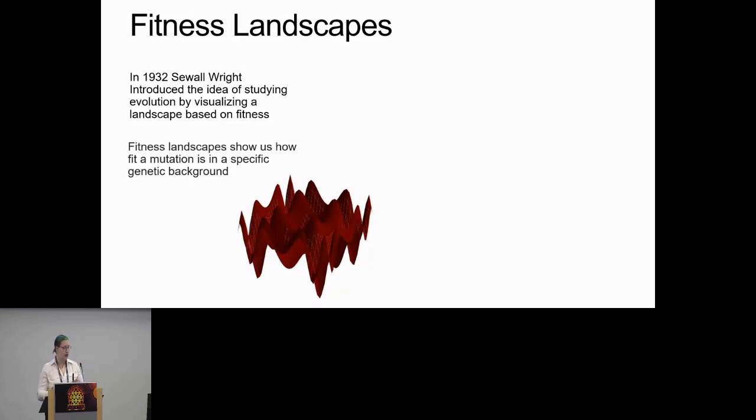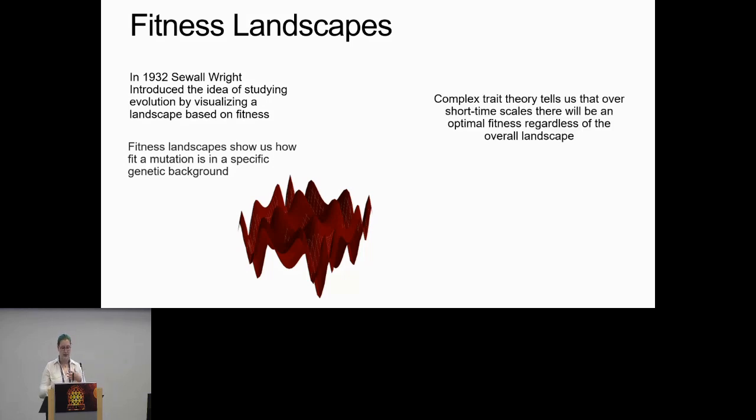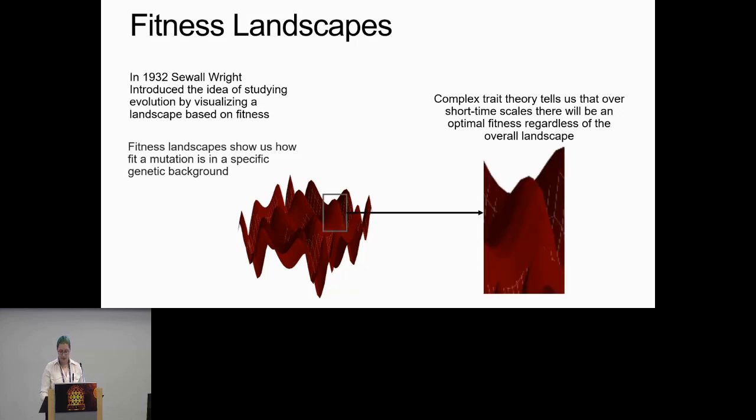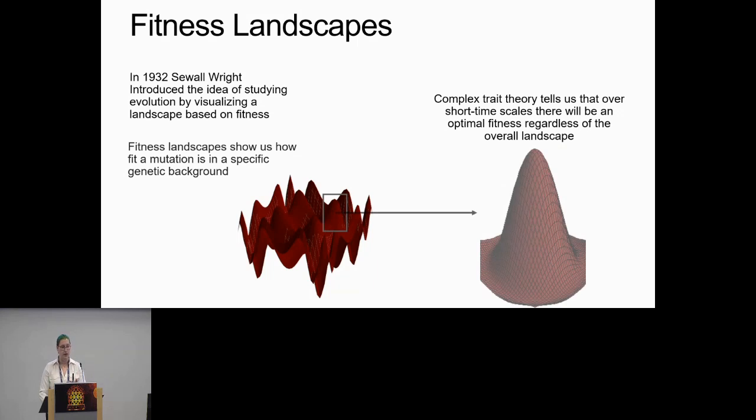Now, this landscape that I'm showing here is fairly complex. However, we can simplify this because complex trait theory tells us that over short time scales, there will be an optimal fitness with regard to the overall landscape space. So looking at an actual timescale that we're likely to be interested in, we can essentially zoom in on one of these peaks and we get a shape much more similar to this.